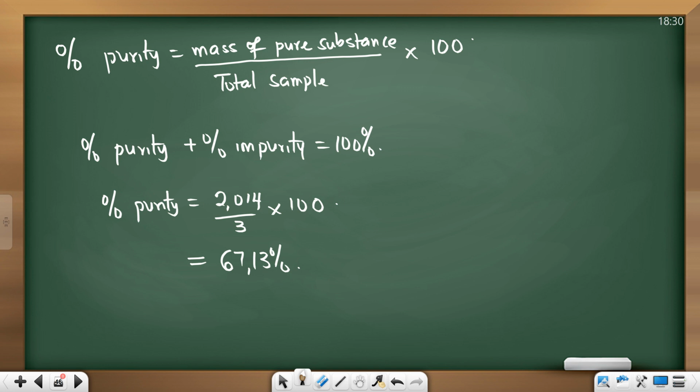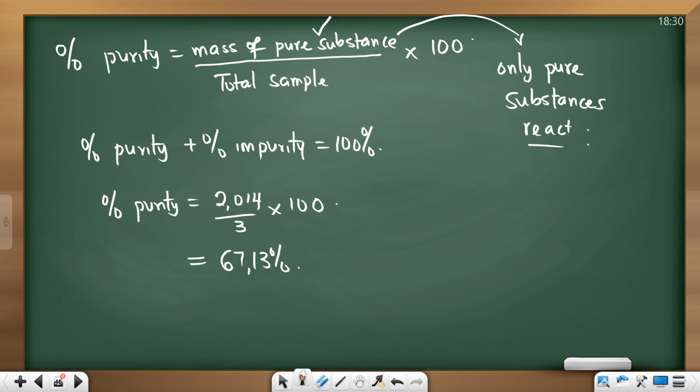So here's your formula: mass of pure. Don't forget, only pure substances react. So whatever calculation you're doing using mole ratio and all of that, you are simply looking for the mass of pure substance.